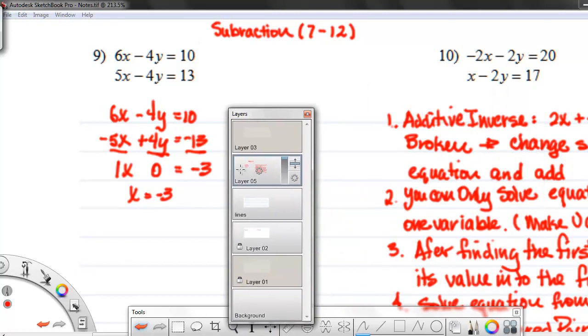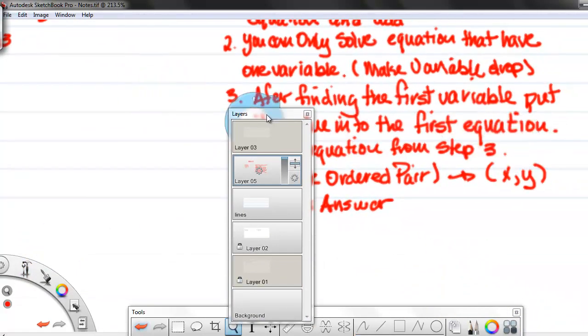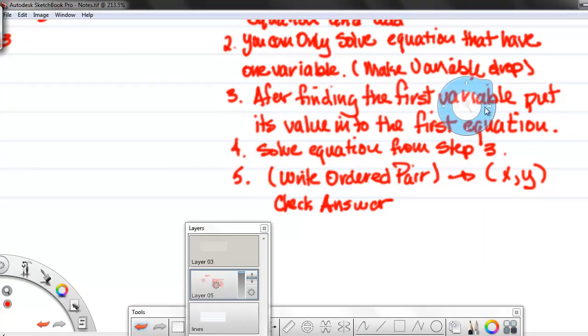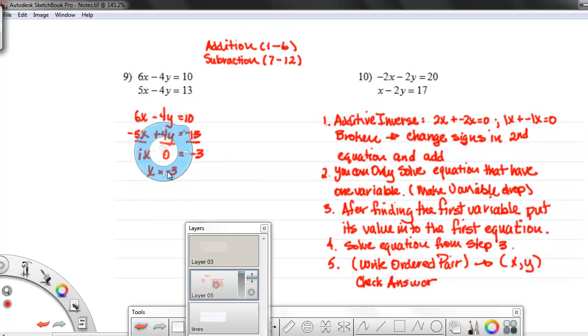Now remember the step. After finding the first variable, put its value into the first equation. We know what the first equation is. We know the value for x. That means I'll change all the x's in the first equation to a -3. We'll take 6 times a -3. I have the -4y equals 10.